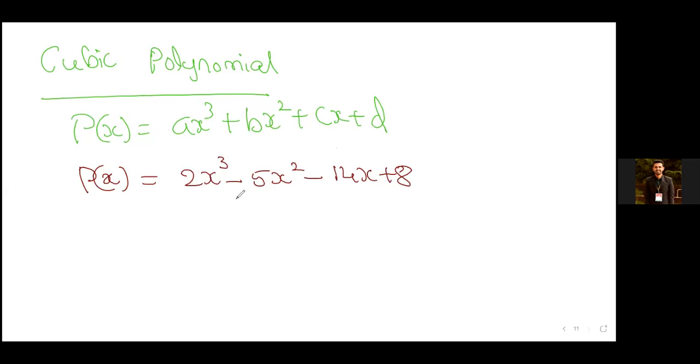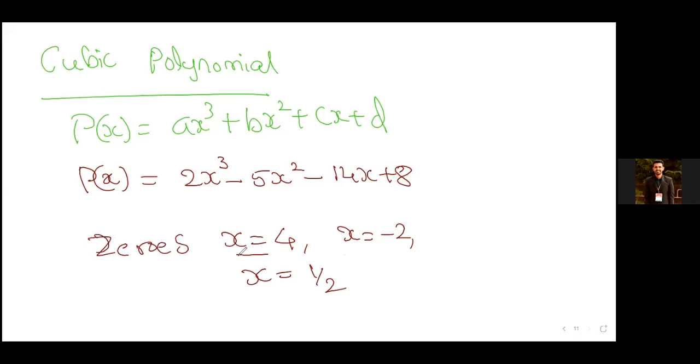And on simplification, we can find the zeros. On factorization, the zeros can be found out as x is equal to 4, x is equal to minus 2, and x is equal to 1 upon 2. These three are the zeros of that cubic polynomial.